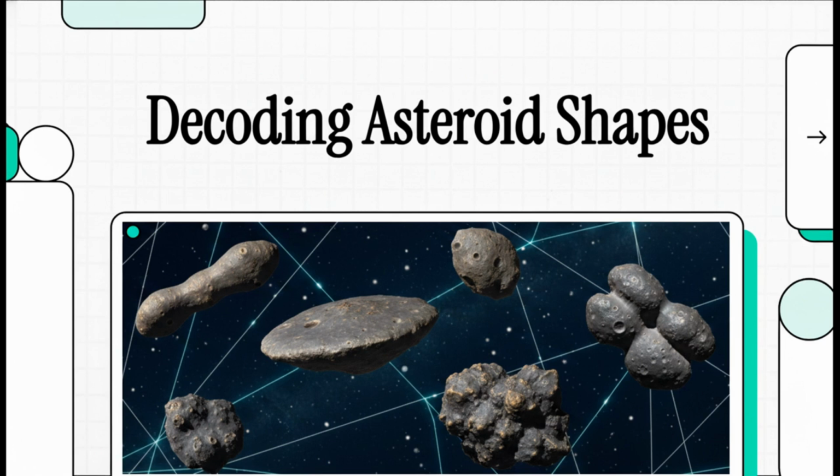A lot of us probably picture asteroids as these perfectly round space rocks just casually drifting along, right? But the reality is way weirder. As we map out our solar system, we're finding elongated ones, flattened ones, and some that look straight up like two objects got smashed together. Let's get right into it.